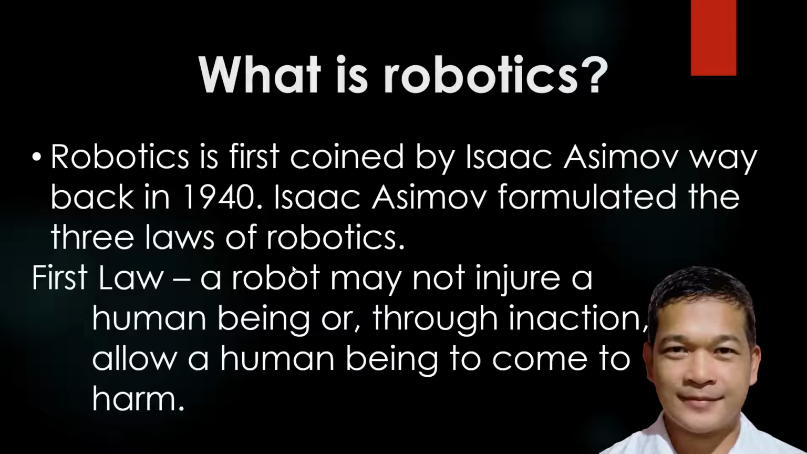The first law: a robot may not injure a human being or, through inaction, allow a human being to come to harm. Dili siya makasakit sa tao. So in a simple way, ang first law nag-identify sa usa ka robot, kinahanglan ang robot dili siya makapasakit, usually physically, sa human being or sa tao. That is the first law of robotics.